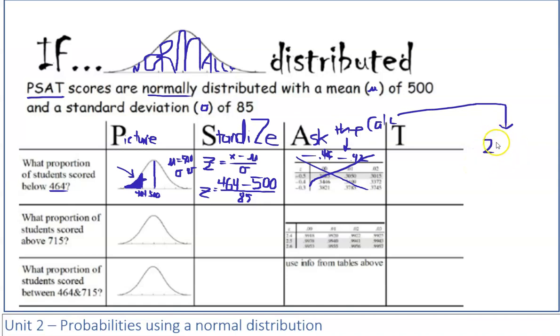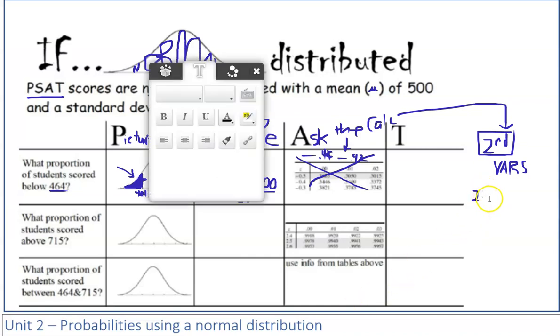I want you to use the second key. That's the blue one. So second and vars. But if you look at the vars key, you'll see distribution written over it in blue. So it's really the distribution key that we're interested in. When you go there, then I want you to go down to number 2. It should be labeled normal CDF. All right, let's see if I can get this in here.